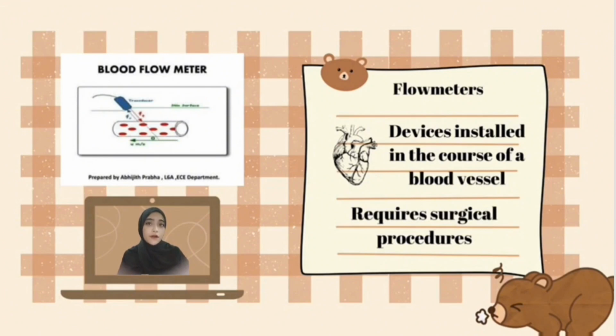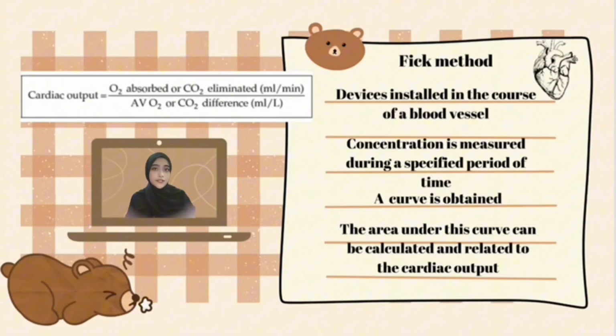One method involves the use of flow meters, devices installed in blood vessels to measure blood flow. However, this method is invasive because it requires a surgical procedure. The Fick method and dilution techniques, on the other hand, offer alternative approaches to measure cardiac output.